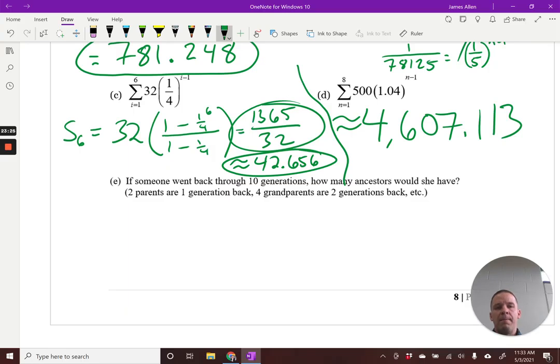All right. Cool. Awesome. You can use the formula. You can use your calculator. If it asks you to write it out, then you need to write it out. So you do need to be savvy with both. But there we go. All right.